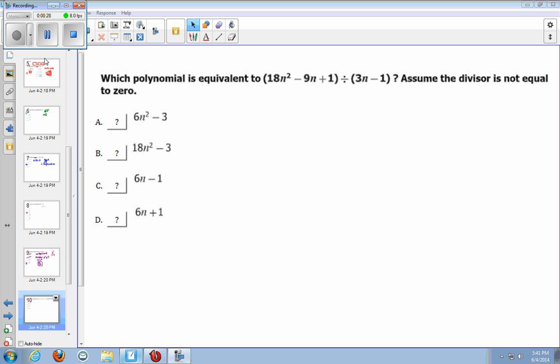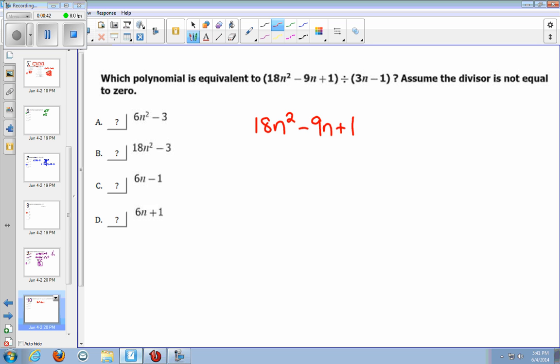In this problem, they're asking us to use operations of polynomials to simplify a division. So I like to write these in fraction form: 18n squared minus 9n plus 1 divided by 3n minus 1. Now, a quadratic function can always be broken down into two linear factors that when multiplied will give you a quadratic product. So what we're looking for are the factors of 18n squared minus 9n plus 1.